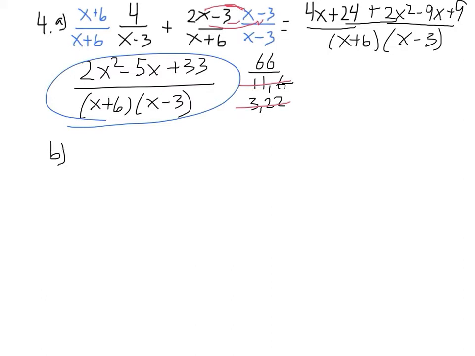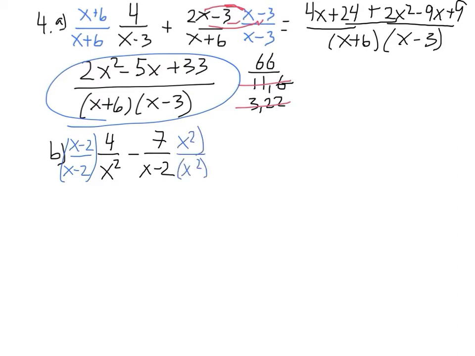Alright, for B. In this problem, I'm going to need to multiply the first term by x minus 2 over x minus 2. You notice, this equals 1, so I'm not changing the value of it. I'm going to multiply the second term by x squared over x squared. Alright, and what do we get?